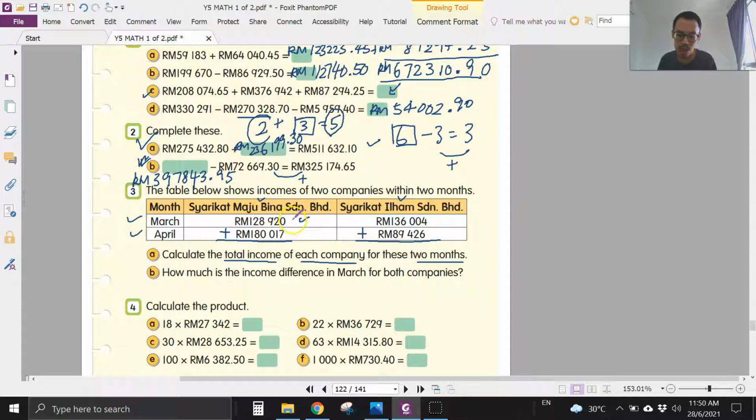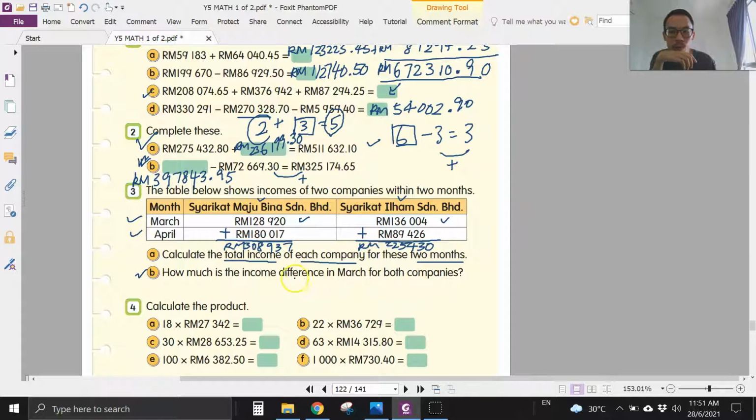128,920 ringgit plus 180,017 ringgit. You should get 308,937 ringgit. Remember your RM. And then for Ilham, you take 136,004 ringgit plus 89,426 ringgit. You should get 225,430 ringgit.